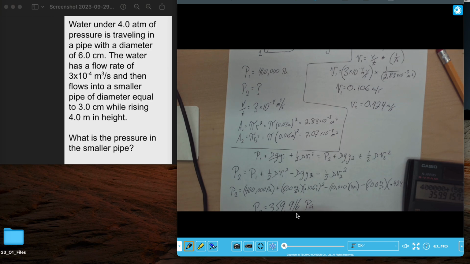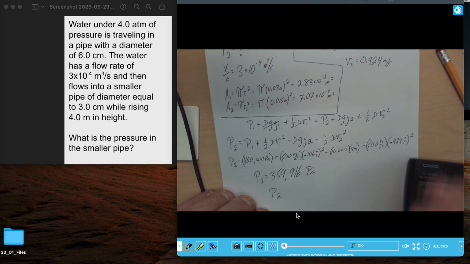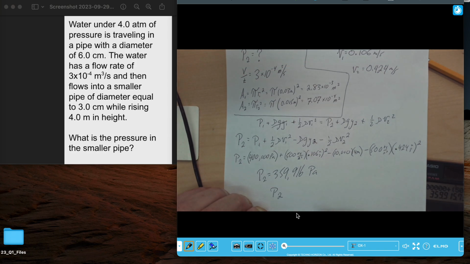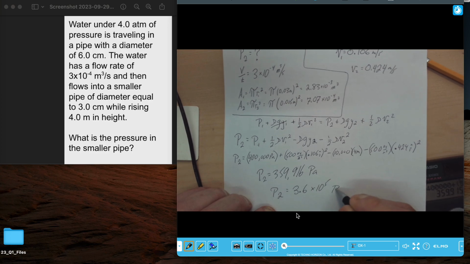And I'd probably report this as P2, and out of space here, that's okay. P2 equals 3.6 times 10 to the 5th pascals.